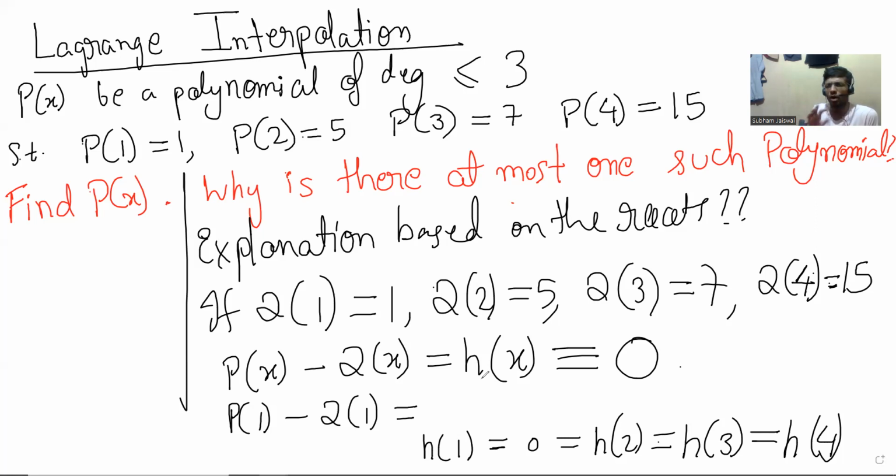No, I mean, why? So why can P5 minus Q5 not be 0? That's what we are trying to prove, right? But yes, you have reduced the problem to roots, right? You now have a polynomial of at most degree 3 which has 4 roots. So what can you say about that polynomial?